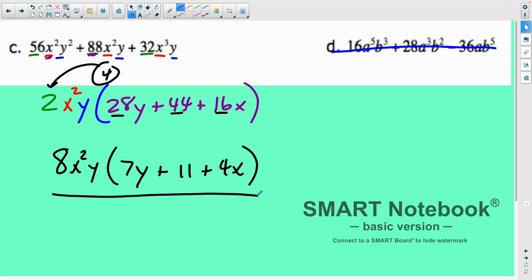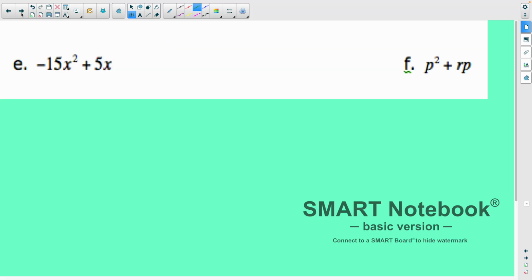Now, some of you may be asking, well, could I do that all in one step? The answer to that is yes. If you recognize that 56, 88, and 32 all have a greatest common factor of that 8, then you could have divided by 8 right away, and you would have got the same answer. Okay? Last couple things here real quick in this concept or in this rule.